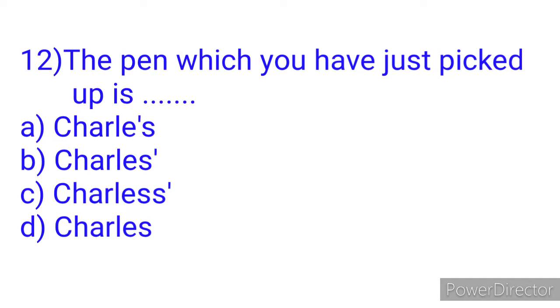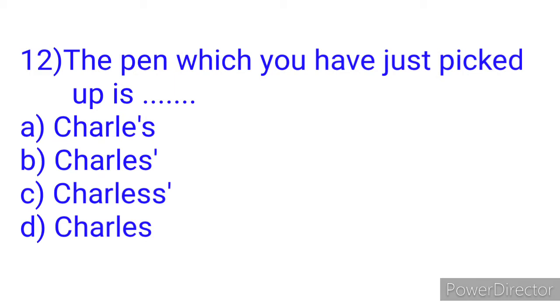Now, to show ownership or possession of a singular proper noun that ends in S, you can either add apostrophe S, or just add apostrophe at the end of the word. That is, after the last letter of the word, which is S.